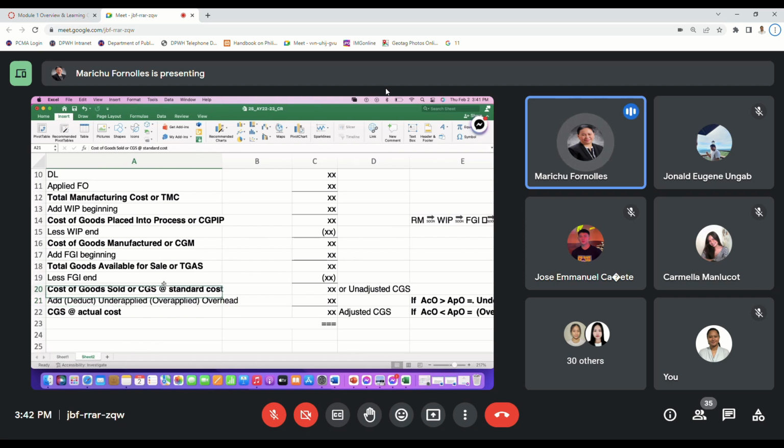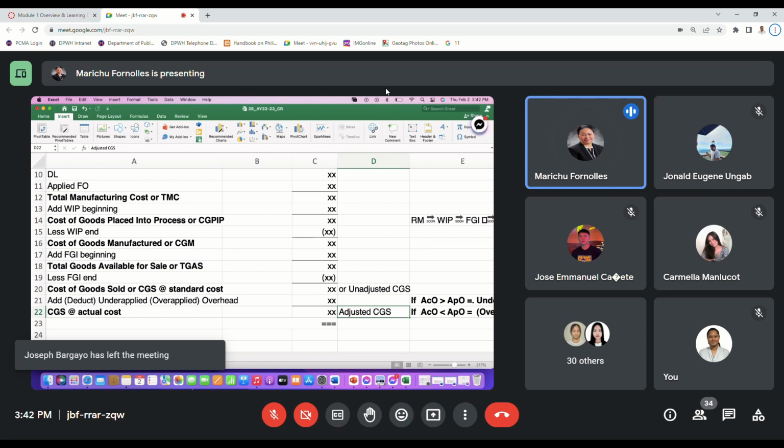So by the end of the accounting period, your CGS statement would look like this. You will show your unadjusted CGS, add under applied overhead, deduct the over applied overhead. Bring down the balance. That gives you your CGS at actual cost, otherwise known as the adjusted CGS.